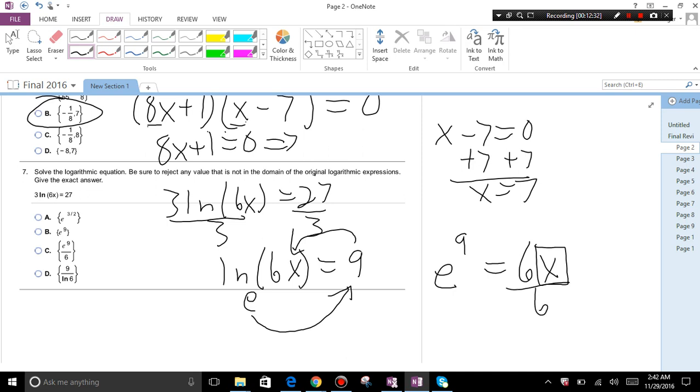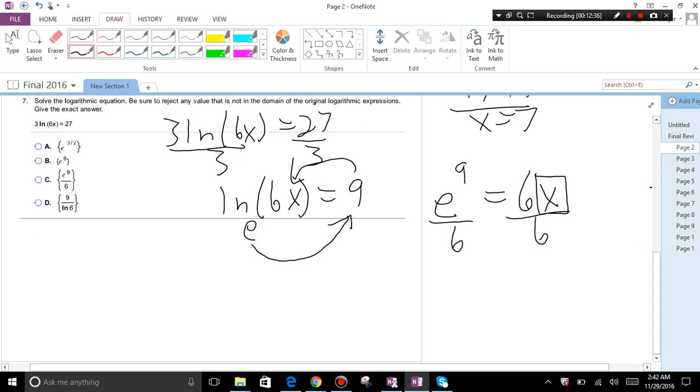And so to get x by itself, we need to get rid of that 6. We're currently multiplying by 6, so you divide by 6 on both sides. So x is equal to e to the 9th over 6, which is C.